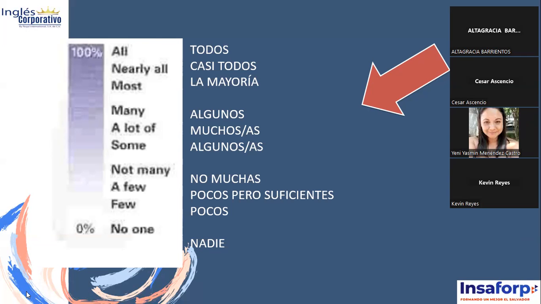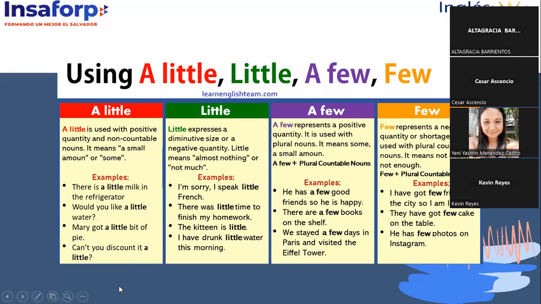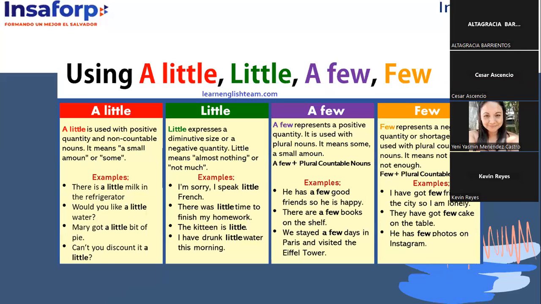Nadie. Ok, muy bien. Acá tengo la explicación. También tenemos a little. Have you heard about a little or little? Poquito. Un poco. Un poco, muy bien. Poco. Dice, a little is used with positive quantity and non-countable nouns.